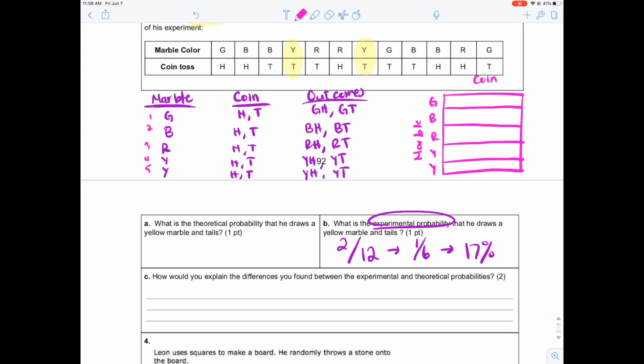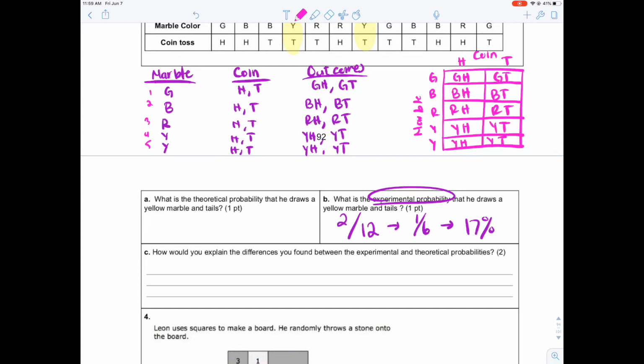Okay, now I need to split my square vertically, and I only have 2 options for my coin, so I'm going to split it down the middle. Boom, there we go. And then I'm going to label heads, tails. So again, I come out with the same outcomes: BH, BT, RH, RT, YH, YT, and another YH and YT. Okay, so either way works. You will get the same answer.